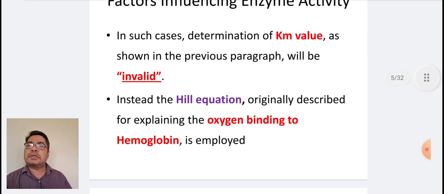In such cases, the determination of Km value as shown in the previous graph will be invalid. Instead, the Hill equation originally described for explaining the oxygen binding to the hemoglobin is employed.